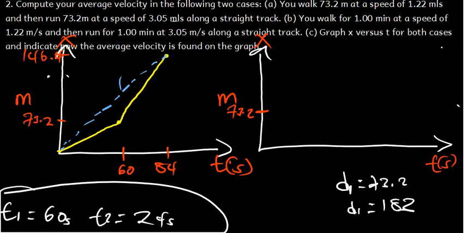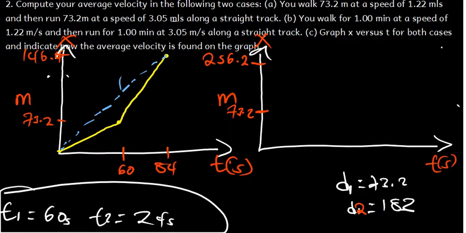Next, I'm going to say 73.2 plus the second displacement. So the second displacement is this one. That is the second displacement. So we're going to say this second displacement plus the first one, so that we see the last point. So it's going to be plus 183, which is going to give us 256.2.